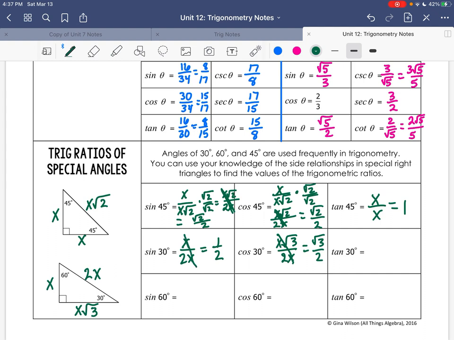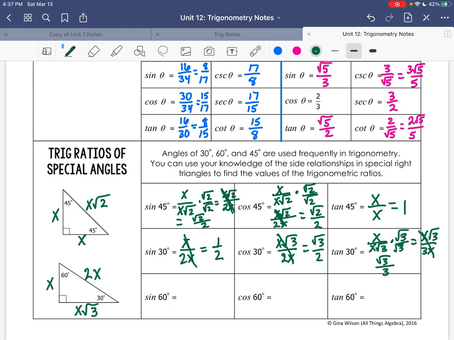So the tangent of 30, now this one is less fun than the last time we were with tangent. You have x over the x square root of 3. So you have to multiply by the square root of 3. And so you get x square root of 3 over 3x. So kind of like sine and cosine of 45, the x's cancel out and you're left with the square root of 3 over 3.